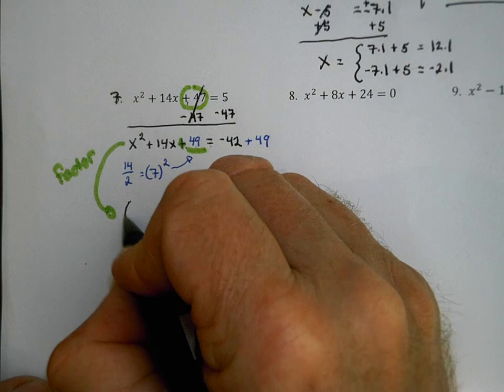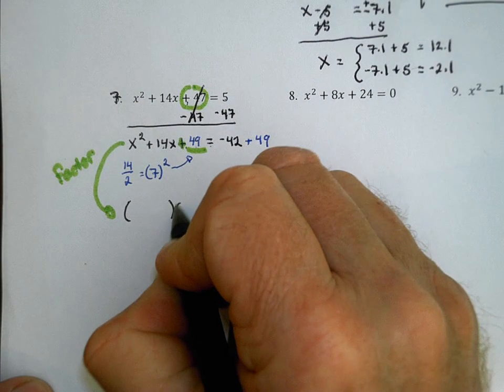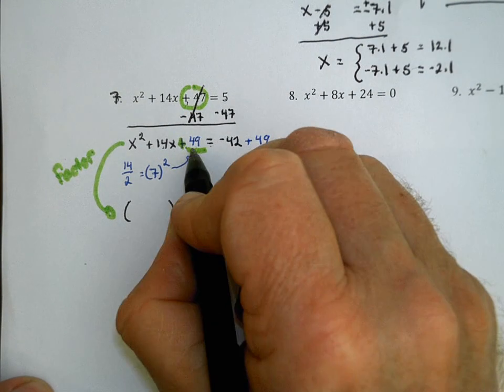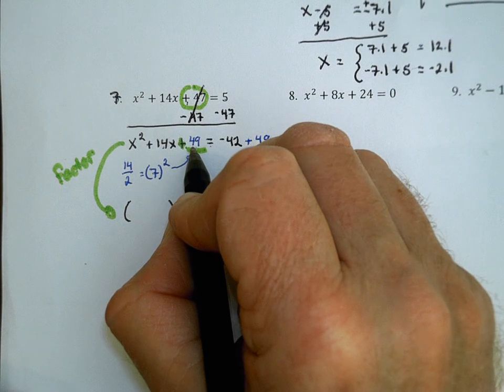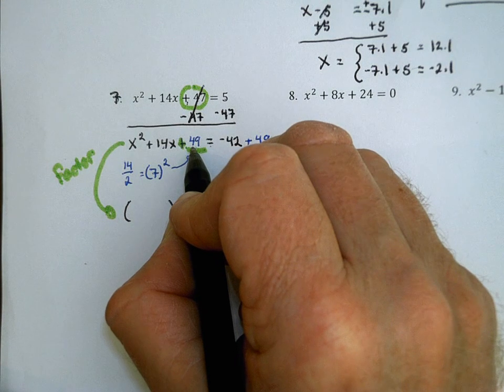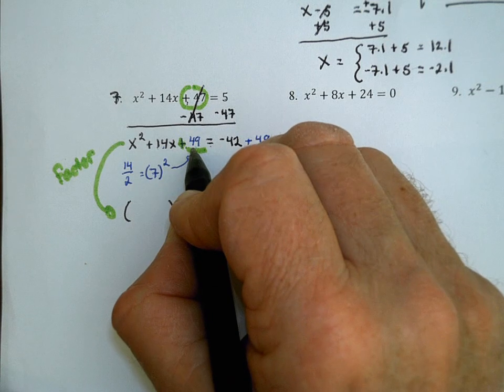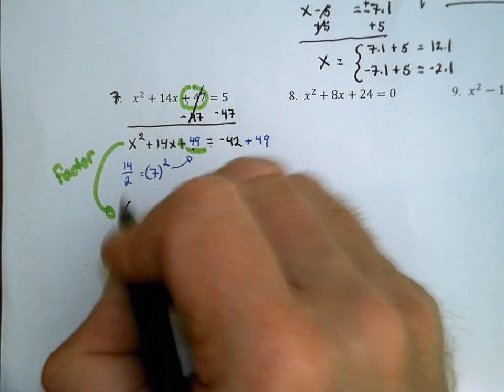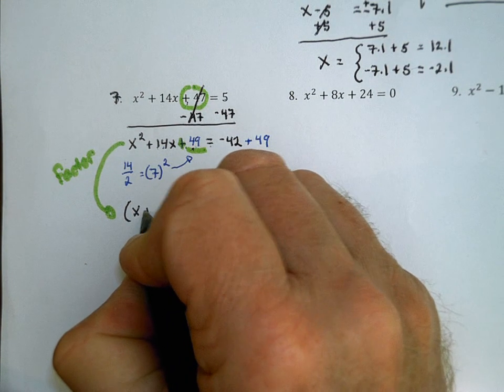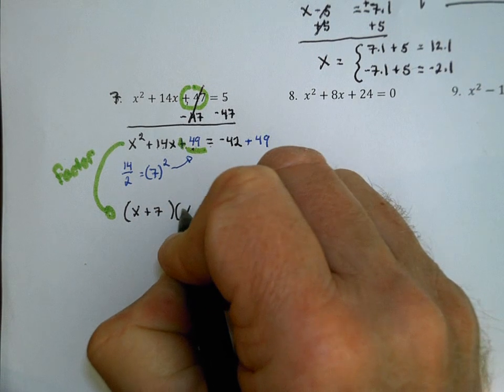We can do the shortcut if we want, but we know we're going to have 2 parentheses. So I look here, I have to find 2 numbers that multiply to make 49, but they also have to add to make 14. So the only 2 numbers would be 7 and 7. So I'm going to get x plus 7, x plus 7.